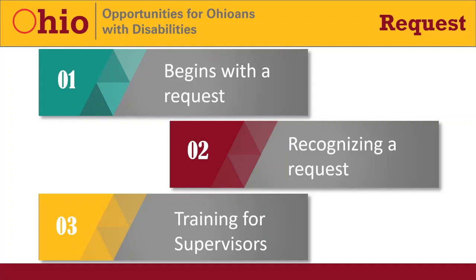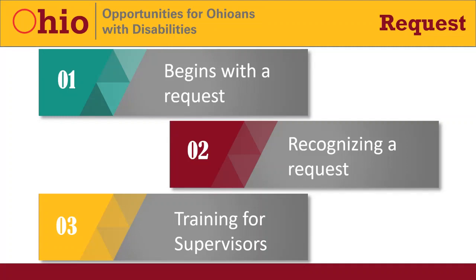So what is best to include in the training? It's helpful to first address how to recognize a request for an accommodation so it's not overlooked, and then inform supervisors of what steps to take when a request is received. Then include information about the confidentiality rules that apply to the disclosure of disability and providing reasonable accommodations. And because we know supervisors receive questions from coworkers about the reasonable accommodations they see in the workplace, include training on how to respond to these questions without disclosing confidential information.